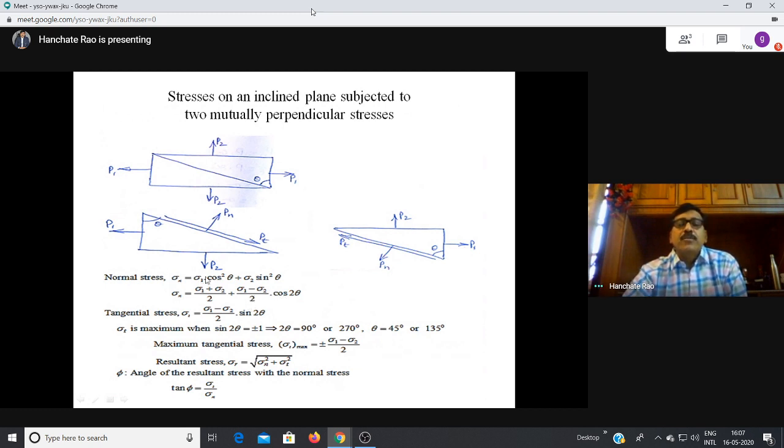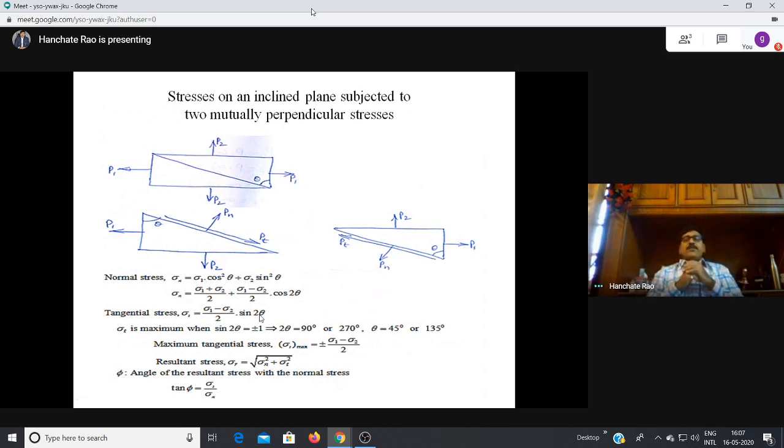This equation we can write as (sigma 1 plus sigma 2)/2 plus (sigma 1 minus sigma 2)/2 cos 2 theta, because cos square theta you can write as 1 minus sin square theta, and simplify this, you get this equation. So sigma normal is (sigma 1 plus sigma 2)/2 plus (sigma 1 minus sigma 2)/2 cos 2 theta. The tangential stress is (sigma 1 minus sigma 2)/2 sin 2 theta, or (sigma x minus sigma y)/2 sin 2 theta.